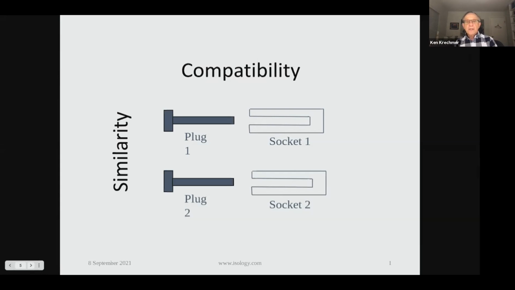one kind of company finds similarity absolutely necessary, and another kind of company finds patents on compatibility to be a tax. And so next slide, please.